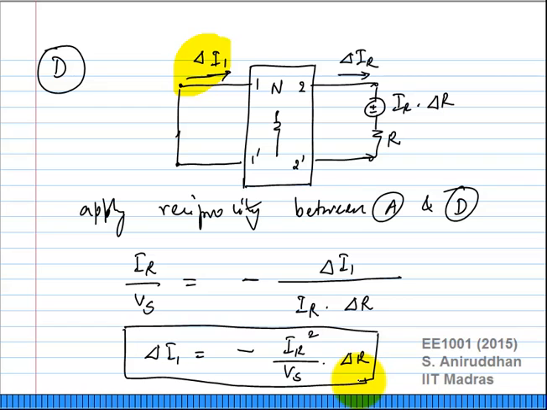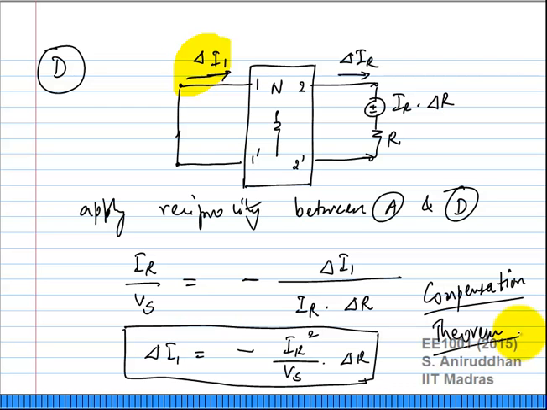Now this particular result is called the compensation theorem. This is another 2-port theorem. This is called the compensation theorem. Any questions?